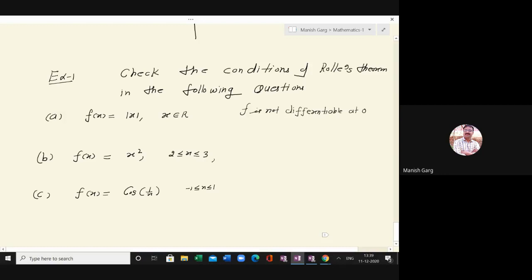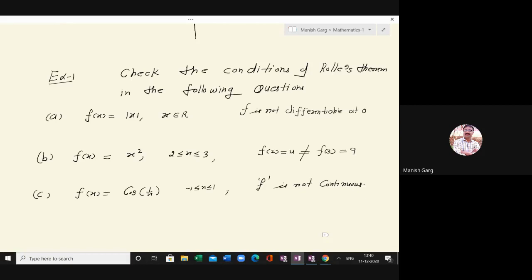In this one, it is a polynomial. F is continuous, F is differentiable, but F of 2, which is 4, is not equal to F of 3, which is 9. In this example, the equality condition is not satisfied. Here, F of x is cos 1 upon x, and this is not continuous. So Rolle's theorem cannot be applied in all these questions.